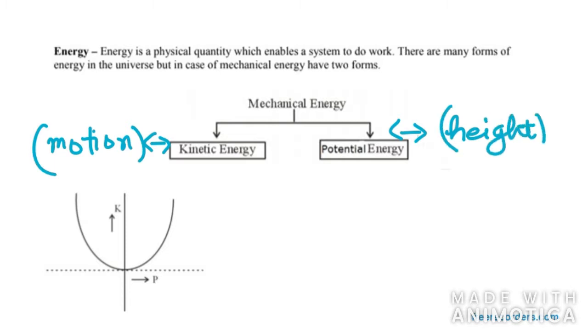So the formula for kinetic energy is half mv square, and mass and velocity square are always positive, so kinetic energy is always positive, and it does not depend on the direction of motion of the body. So remember that it depends on the velocity and the mass, as you can see.